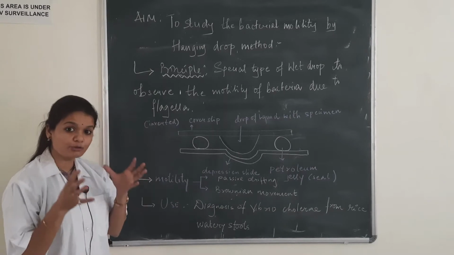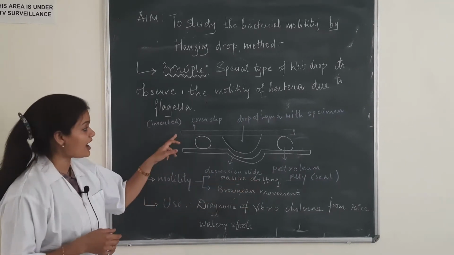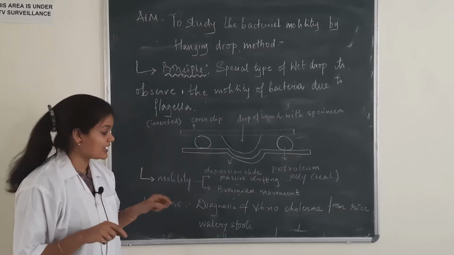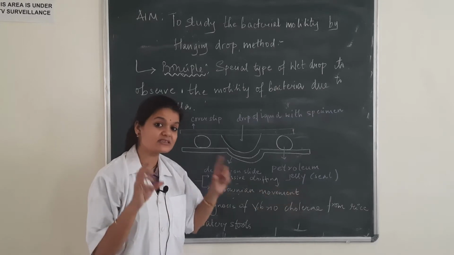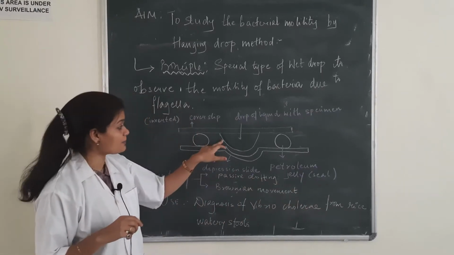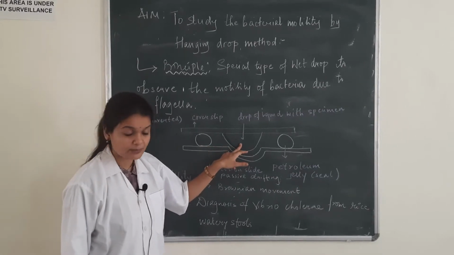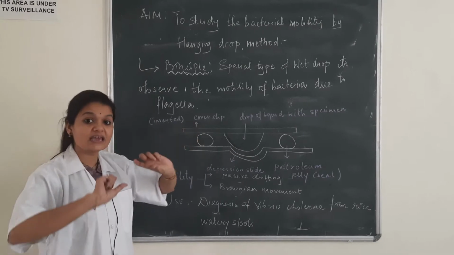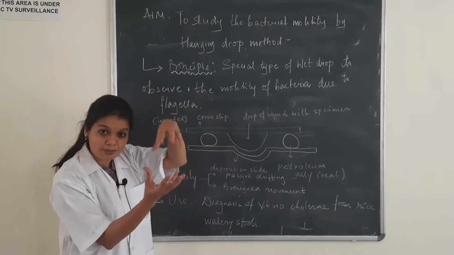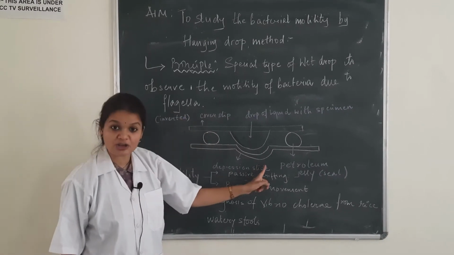Now what you have to do here is take a depression slide and a cover slip, and on the four corners take petroleum jelly or any other sticky material which can seal it to prevent the evaporation of the specimen. Now this is a specimen droplet. The cover slip is inverted on the depression slide and placed with pressure so that the petroleum jelly can stick on the depression slide.